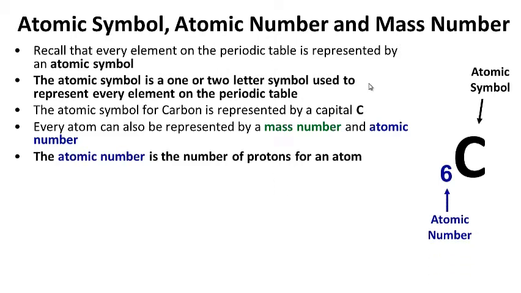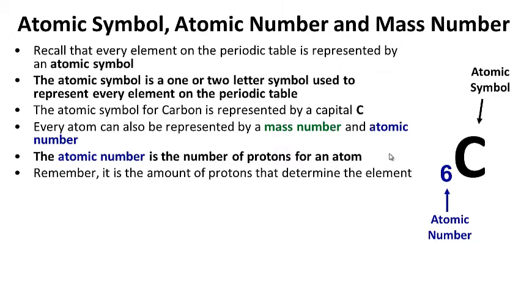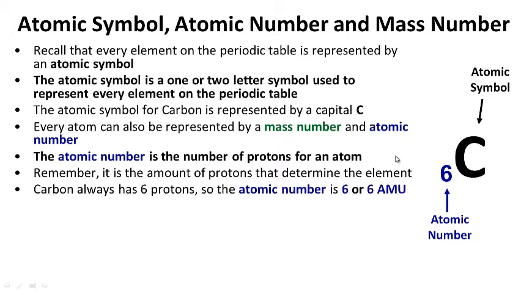The atomic number is the number of protons for an atom. If you recall, for carbon it's 6, so it tells us that it has 6 protons in the nucleus. Remember, it is the number of protons that determines the identity of the element, and this number will never change for carbon. So carbon always has 6 protons, so the atomic number is 6, or 6 AMU.